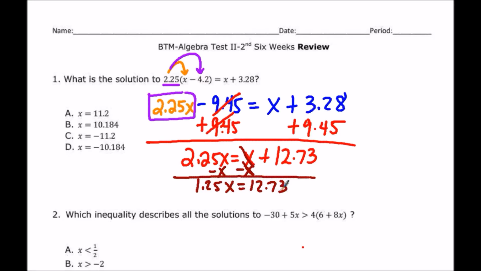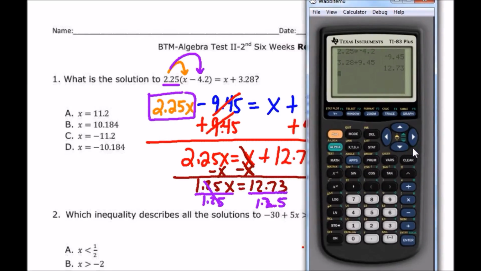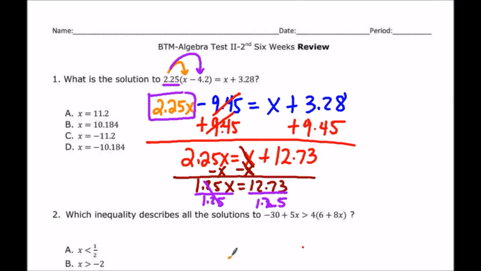But we're not done, folks. One more step here. I need to get rid of that 1.25. So I see that it's multiplied. So do the opposite. Divide by 1.25. And what you do to one side, you do to the other. And I just simply look over and say, oh my gosh, I have no clue what that is. Well, guess what, folks? All you got to do is simply type in the calculator. 12.73 divided by 1.25, and lo and behold, I get 10.184.